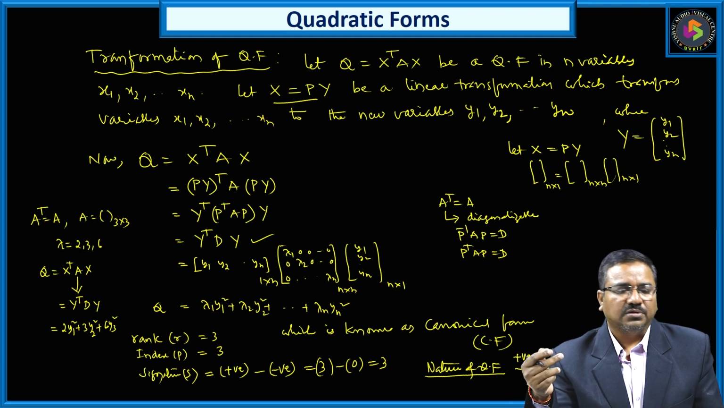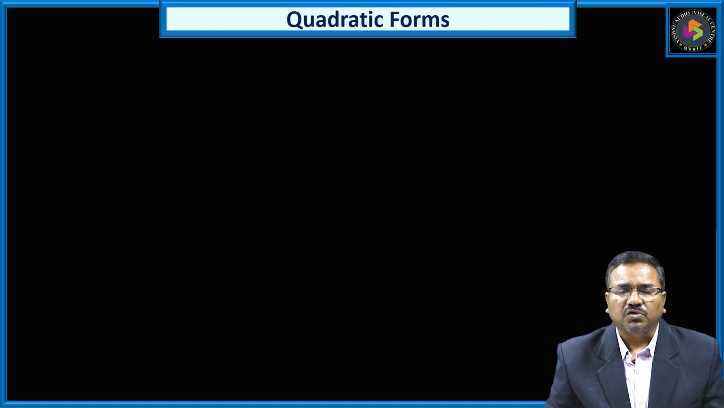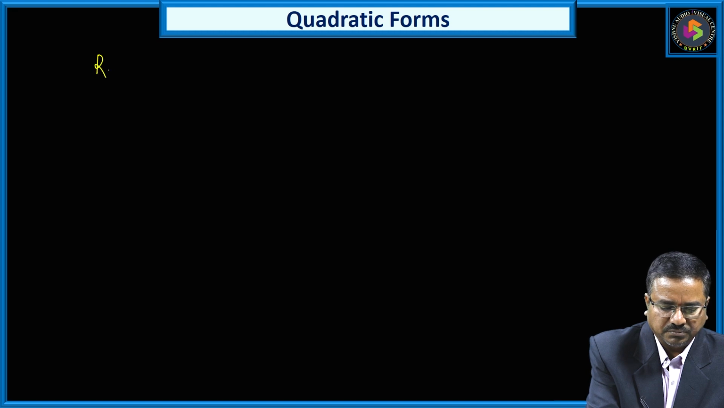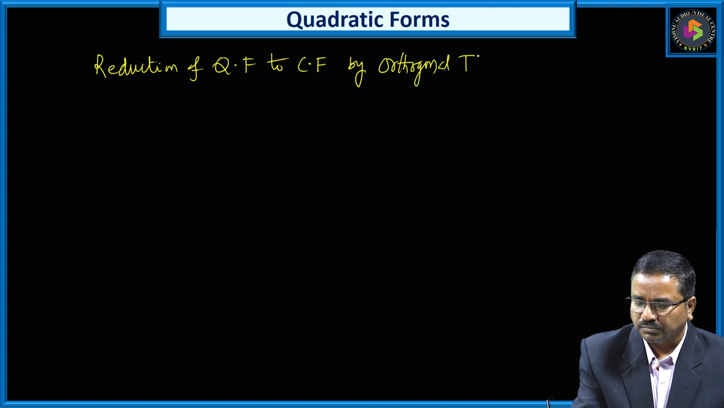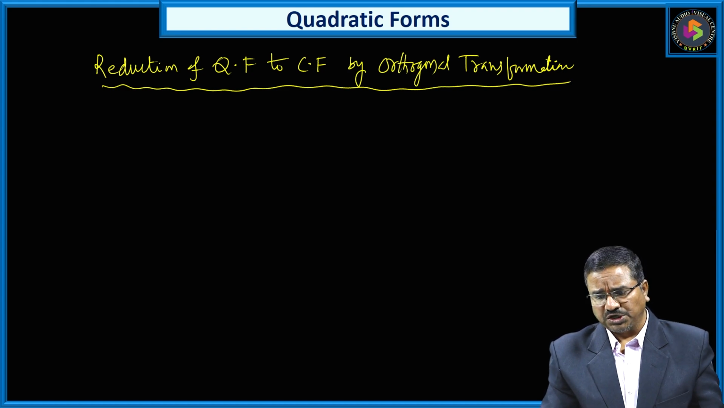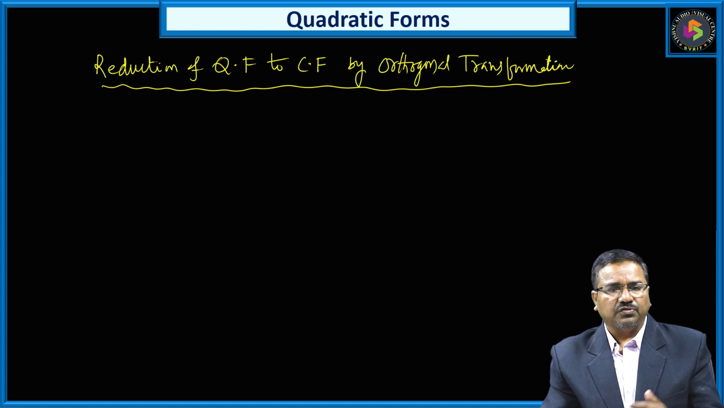But the main question we have is how to reduce the quadratic form to canonical form by using orthogonal transformation. So we have a procedure for that: reduction of the quadratic form to canonical form by orthogonal transformation. The question will come like this: reduce the quadratic form to canonical form, after that find the rank, index, signature, and nature of the quadratic form. Suppose we are given the quadratic form. I will give the step-by-step procedure.